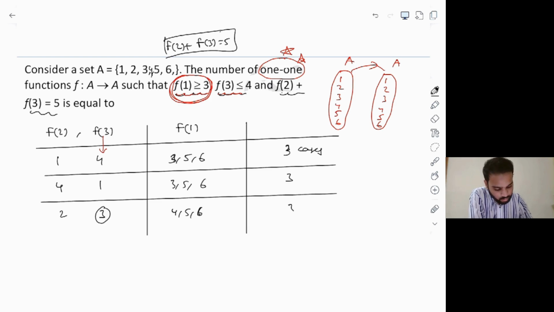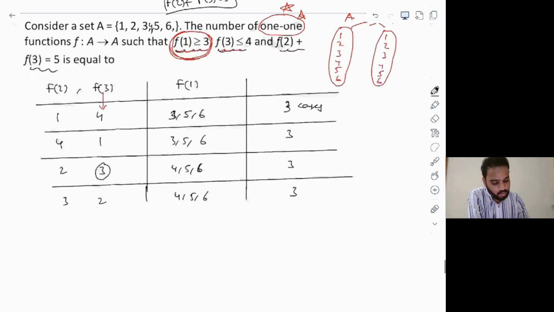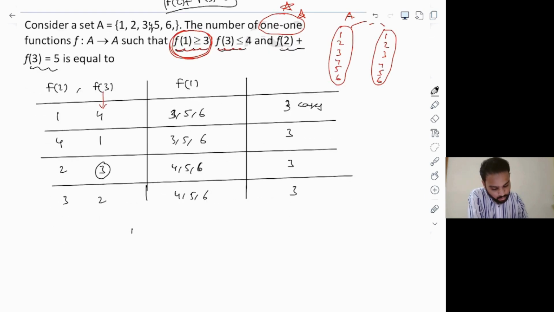So in this case also you get 3 possibilities for f of 2, f of 3 and f of 1 combined. And one last possibility is 3 and 2, the reverse case. Even if it is 3 and 2, you get f of 1 as 4, 5, 6 obviously. And then here also 3 cases you are going to get. So finally, for the combinations of f of 2, f of 3 and f of 1 combined, we get the total number of cases as 3 plus 3 plus 3 plus 3, which equals 12.